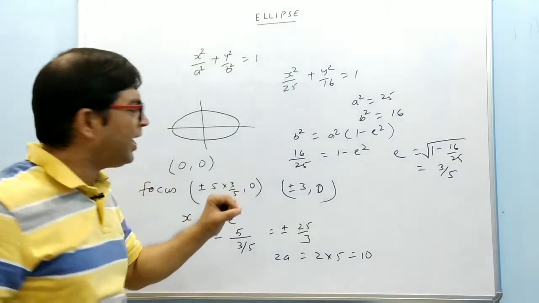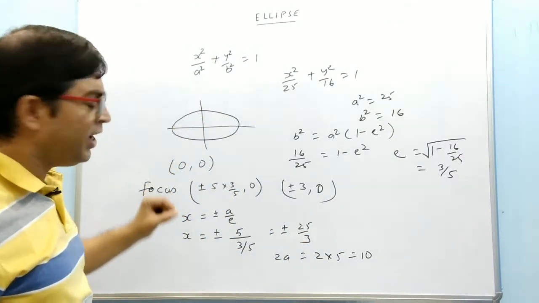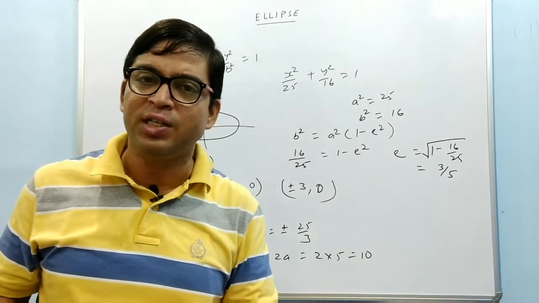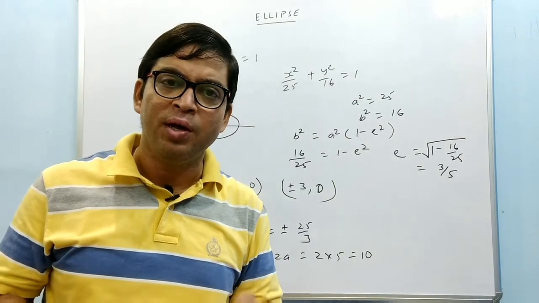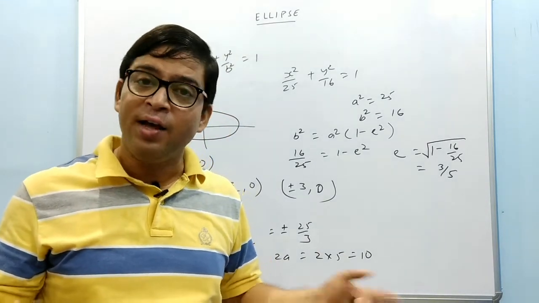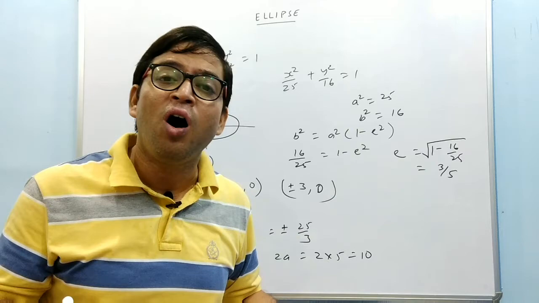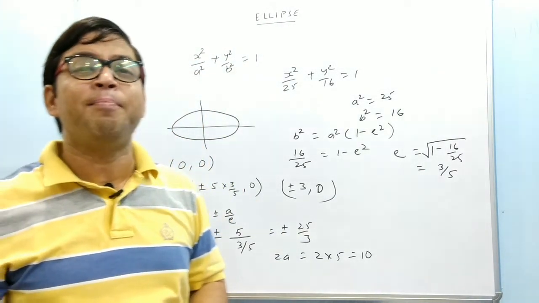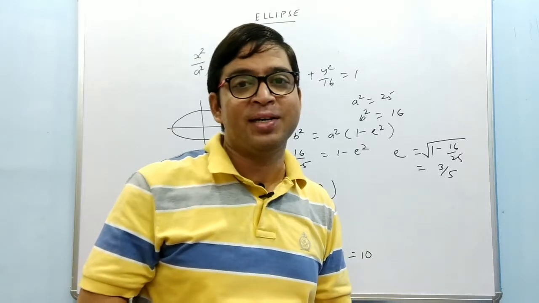So we can get the parts of the ellipse very easily once we recognize whether it is a vertical or horizontal ellipse. We will get e accordingly. Once e is in our hand, we can find all the parts very easily. Hope you are understanding the basic introduction of the ellipse. Thank you.